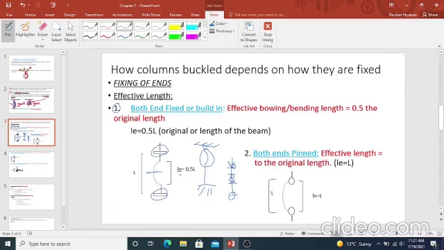That means on your Euler formula, when both ends are being fixed, you will use the effective length, or rather the part of the length that is being affected, in this formula here. Right. Now let's look at both ends being pinned.